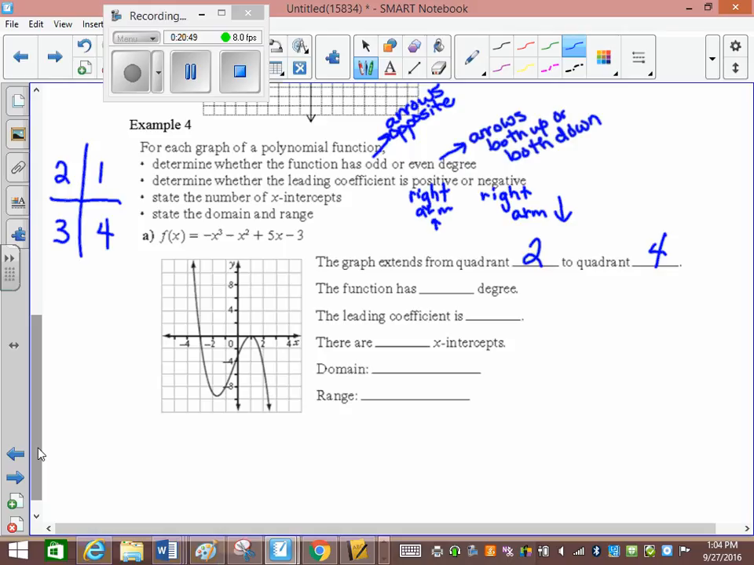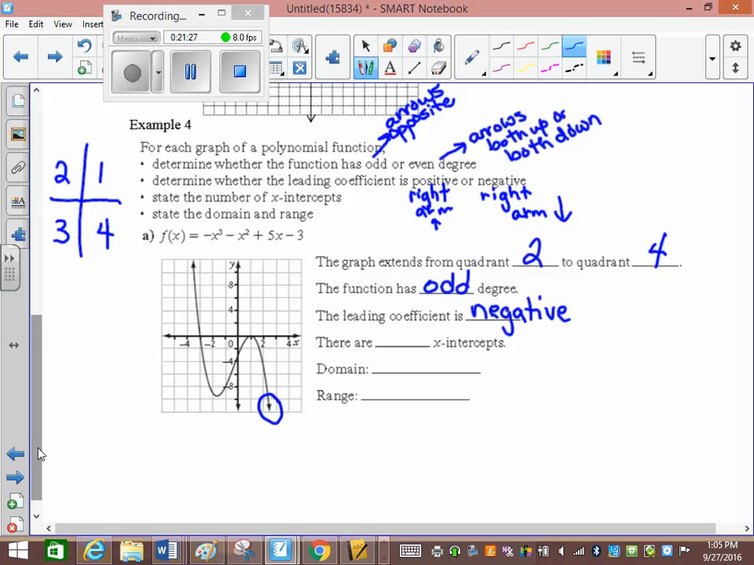Arrows in opposite directions. So is this function odd or even? Mackenzie, odd or even? Odd. I look at my right arm. I'm ignoring the fact that I have the equation up here because I want to see if I can do this without my equation. The right arm is down. So is this a positive or negative leading coefficient? Down on the right, negative. Proving it's true: odd degree, degree 3, negative leading coefficient.